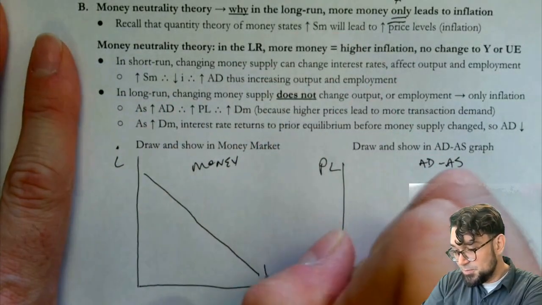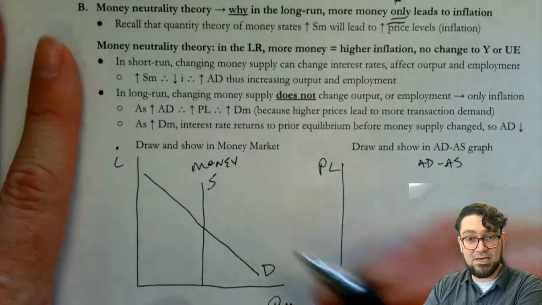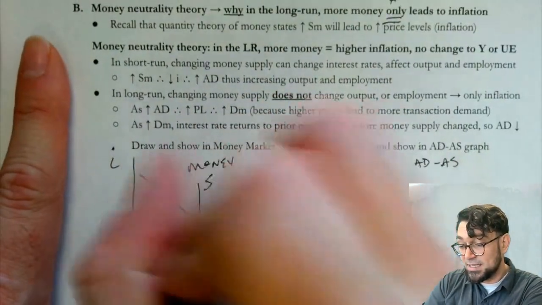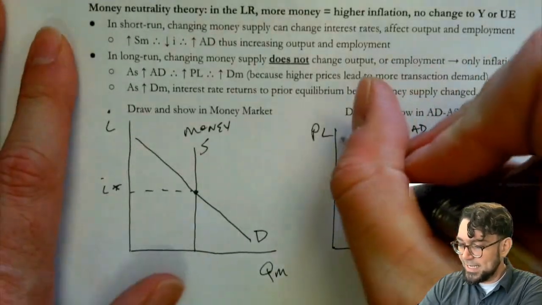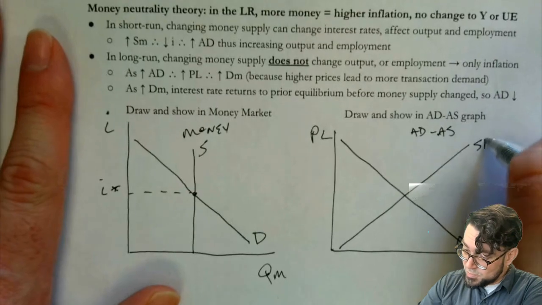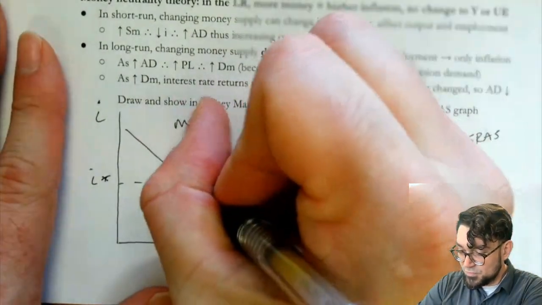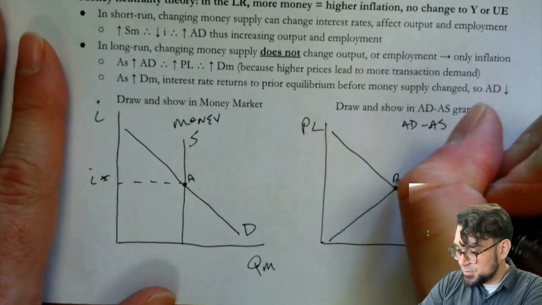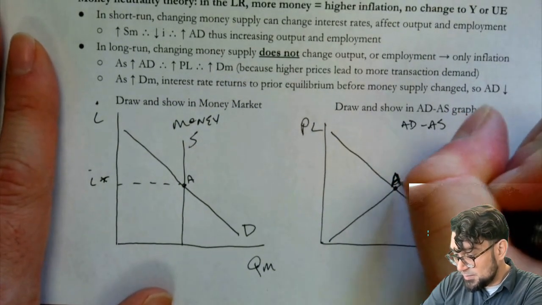Our standard money market has a downward sloping demand curve. That's people's need for money. And then a vertical supply curve for money. That's created by the central bank. And this is our I star rate of interest, policy rate, if you want to call it that. And then you've got aggregate demand, and you've got short run aggregate supply. Now, I'm going to leave off the LRAS just because it gets a little bit confusing if we go too far with that, but you could add it on there. That should be A. We are starting at point A.